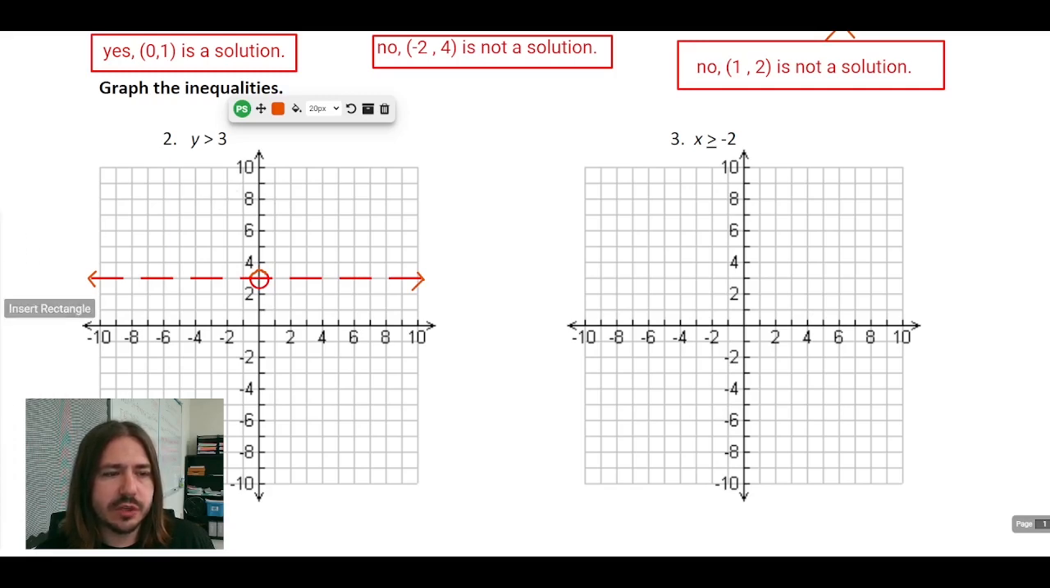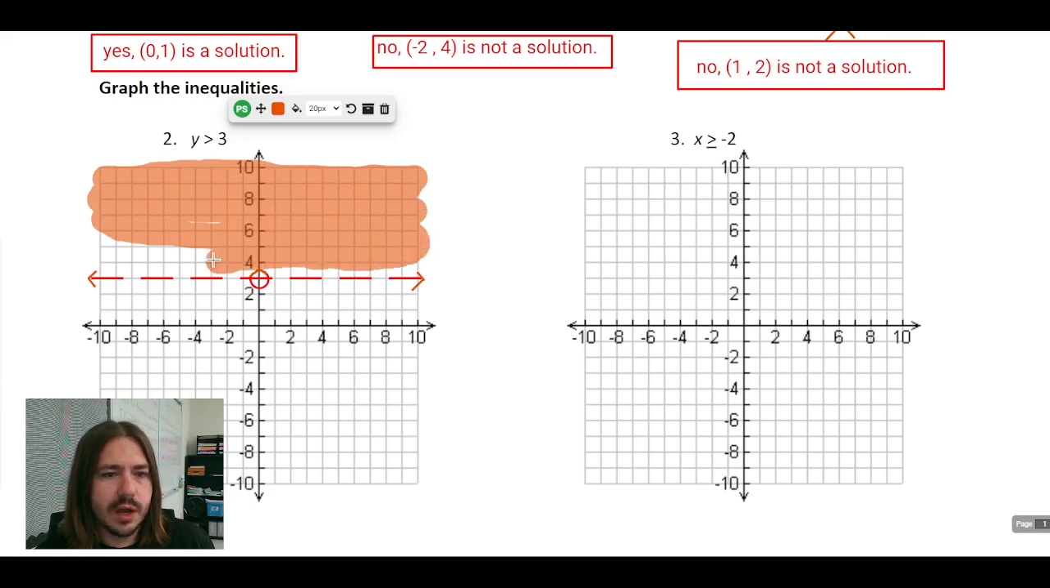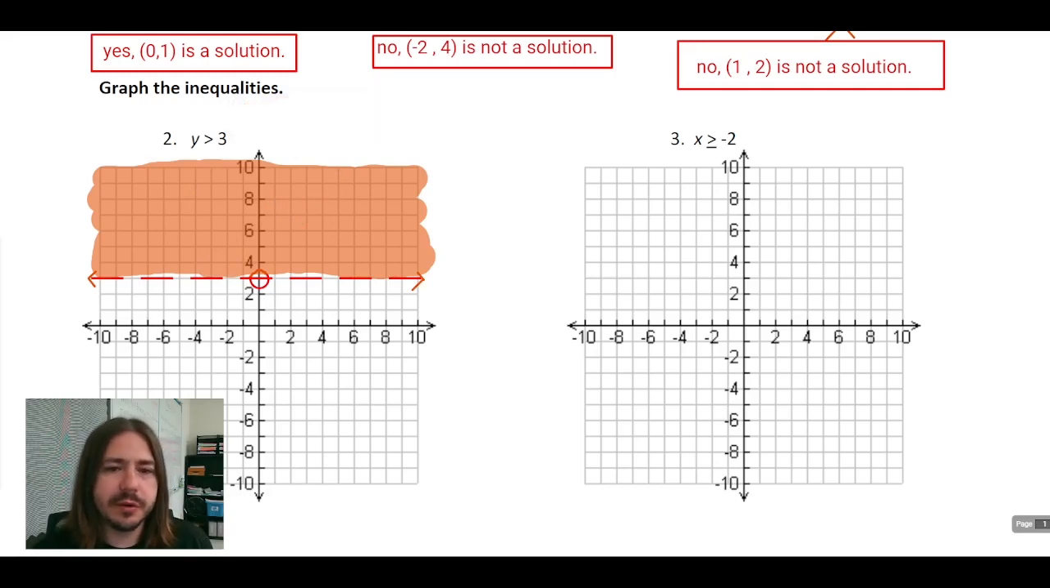So what you want to do is shade above the line. Let's see if we can get this really big and maybe not so transparent so you can see the grid. So there we go. We'll just shade in this area where y is above 3. I'm trying to get right up to that line, but really just trying to show the line also. Any point up here would be a solution because the y coordinate would be bigger than 3.